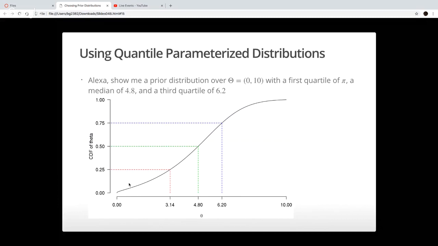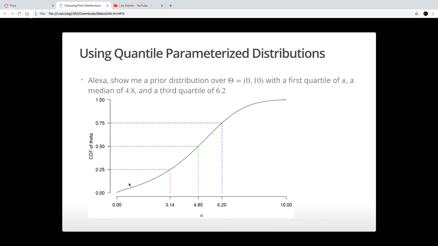But let's just say you're like, okay, I need a prior distribution over a parameter space between 0 and 10. I have a median of 4.8, a 25th percentile of pi, a 75th percentile of 6.2. What would be a distribution that is consistent with that? We can construct that distribution, and there's its CDF. And quantiles of it, 25th, median, 75th, all exactly match up with what I said.